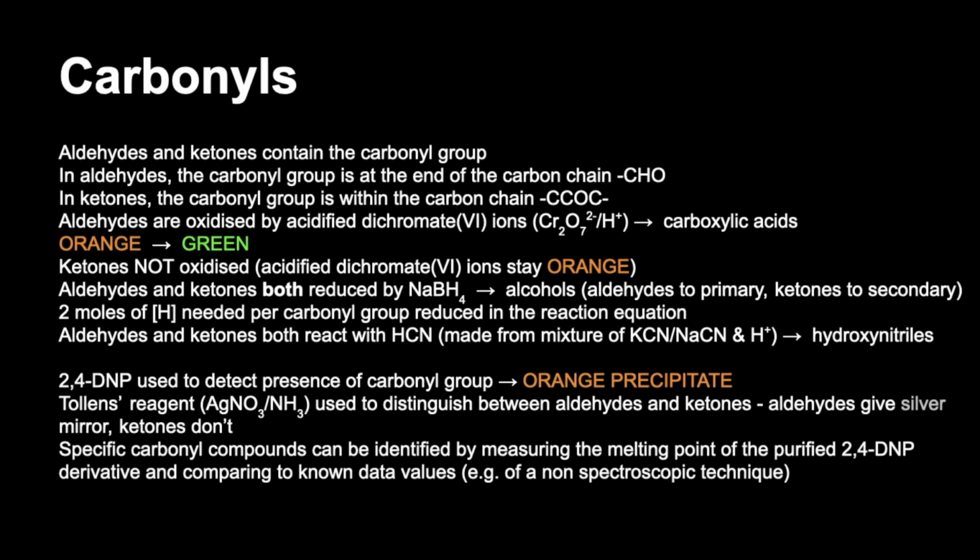If you wanted to identify the specific carbonyl compound, you can do that by measuring the melting point of the purified 2,4-DNP derivative. So that orange precipitate gets purified by recrystallization. You measure the melting point and you compare that to known data values. And that's often referred to in questions as an example of a non-spectroscopic technique.